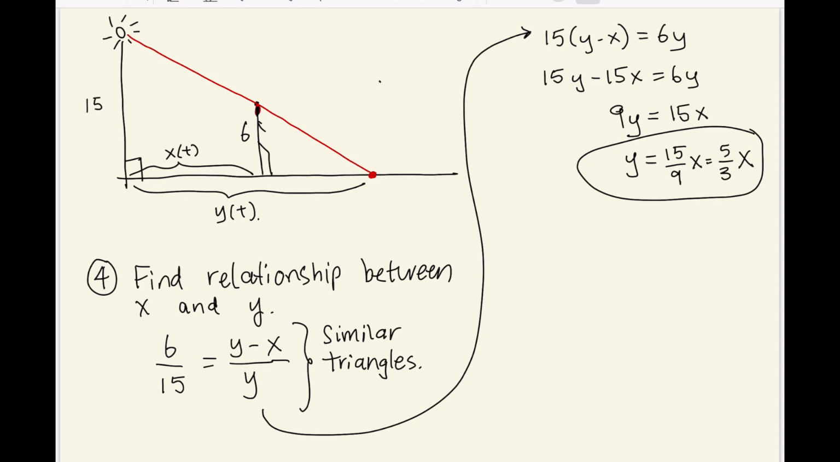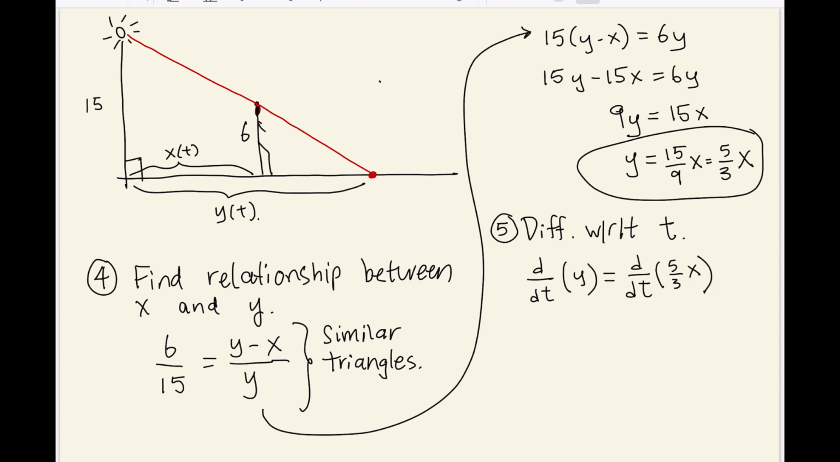Remember that the very next step is we have to differentiate both sides of this equation with respect to time. Once again, we are not differentiating with respect to x or y. We're differentiating with respect to t. So this ends up being y prime is equal to 5/3 x prime, and that's all. You can see that these derivatives actually have a simple relationship. They're proportional to each other. So y prime is always just equal to 5/3 of x prime.